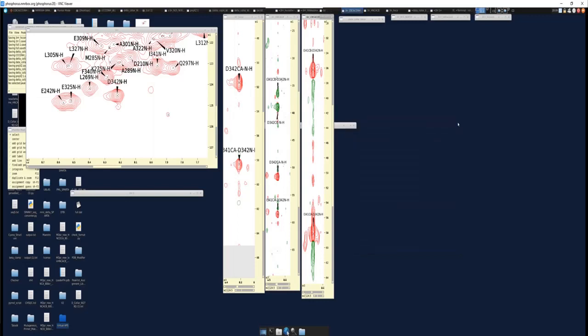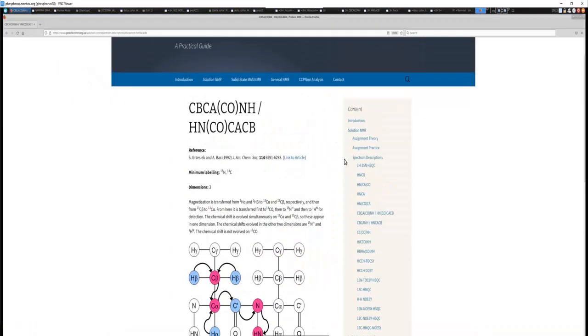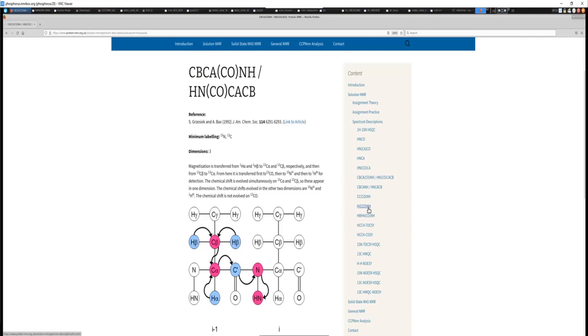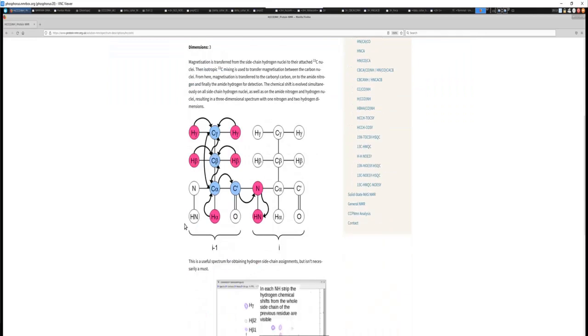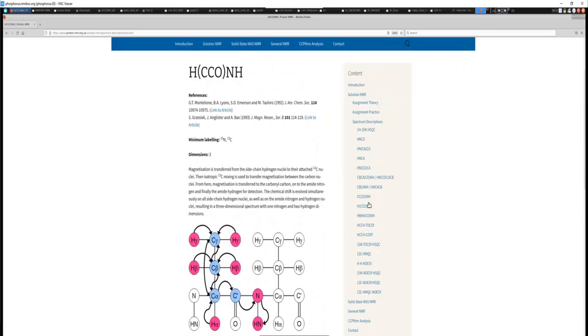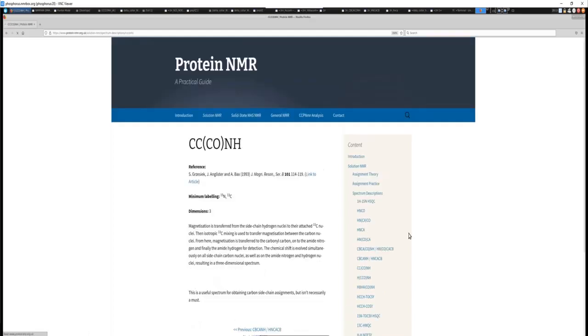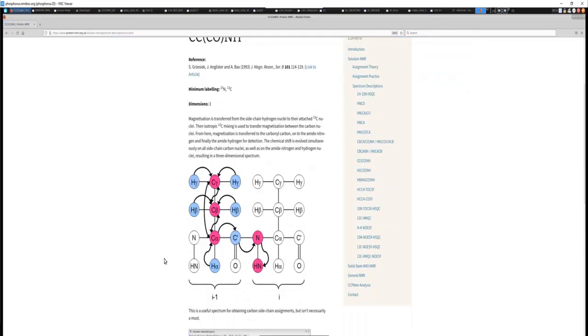Now there's one other experiment that I wanted to focus on as well that exclusively looks at I-1s, and that is the HCCONH. Let's click on that. Let's look at the carbon version, the CCCONH. So this, like the CBCACONH, shows you only the I-1 carbons. But in this instance, it shows all of the I-1 aliphatic carbons.